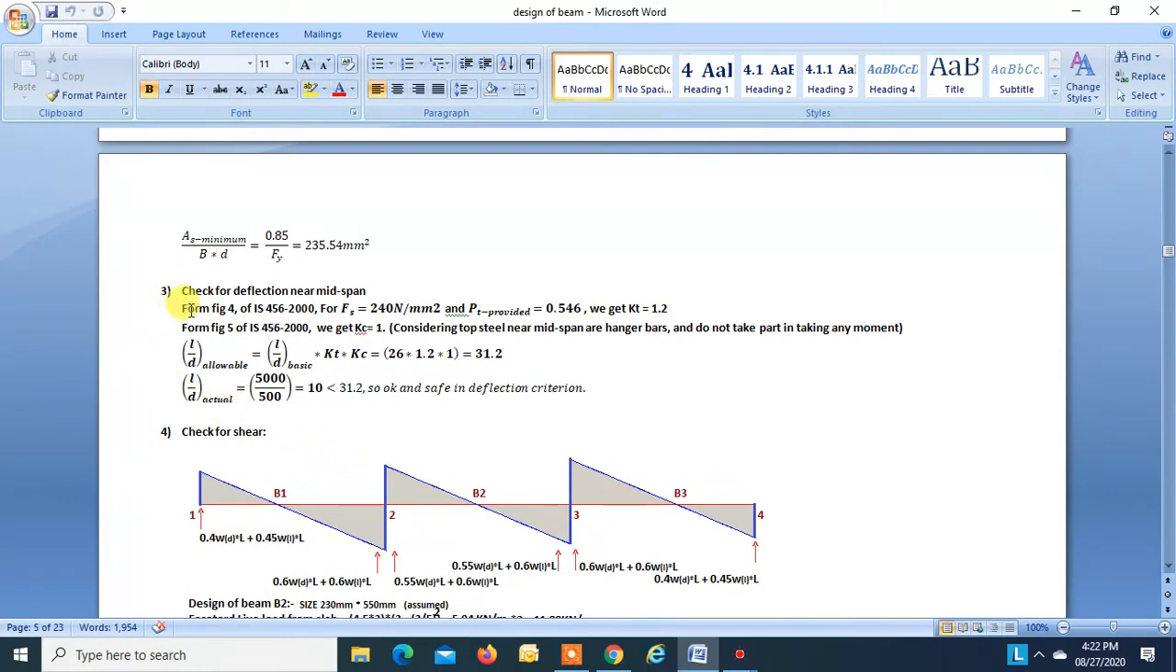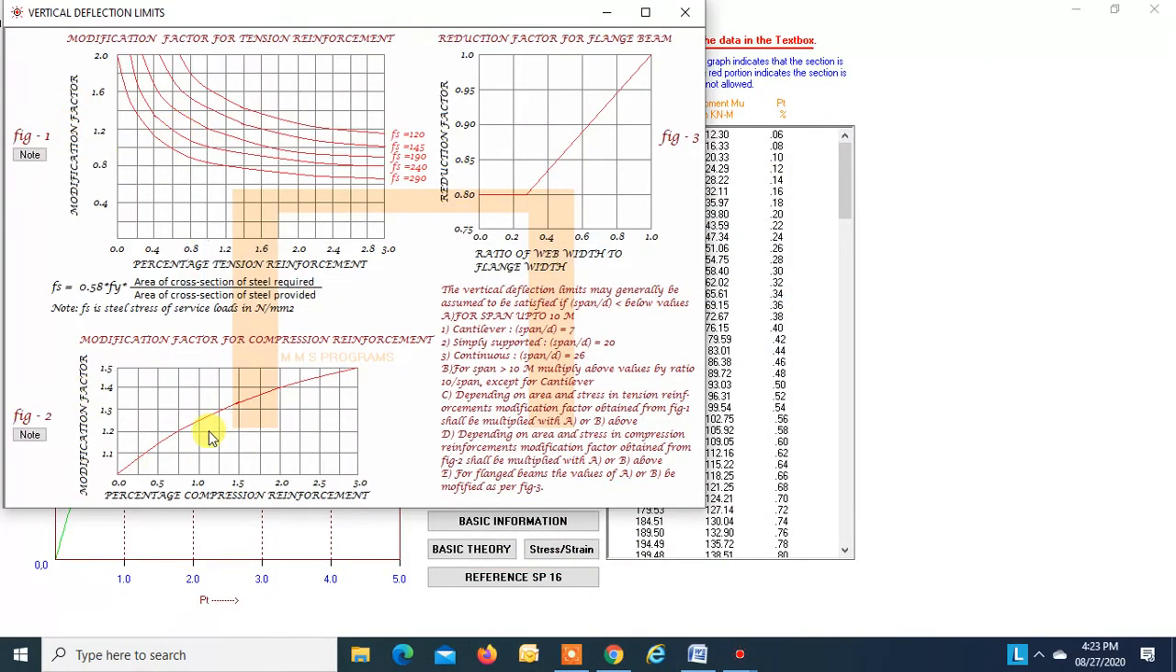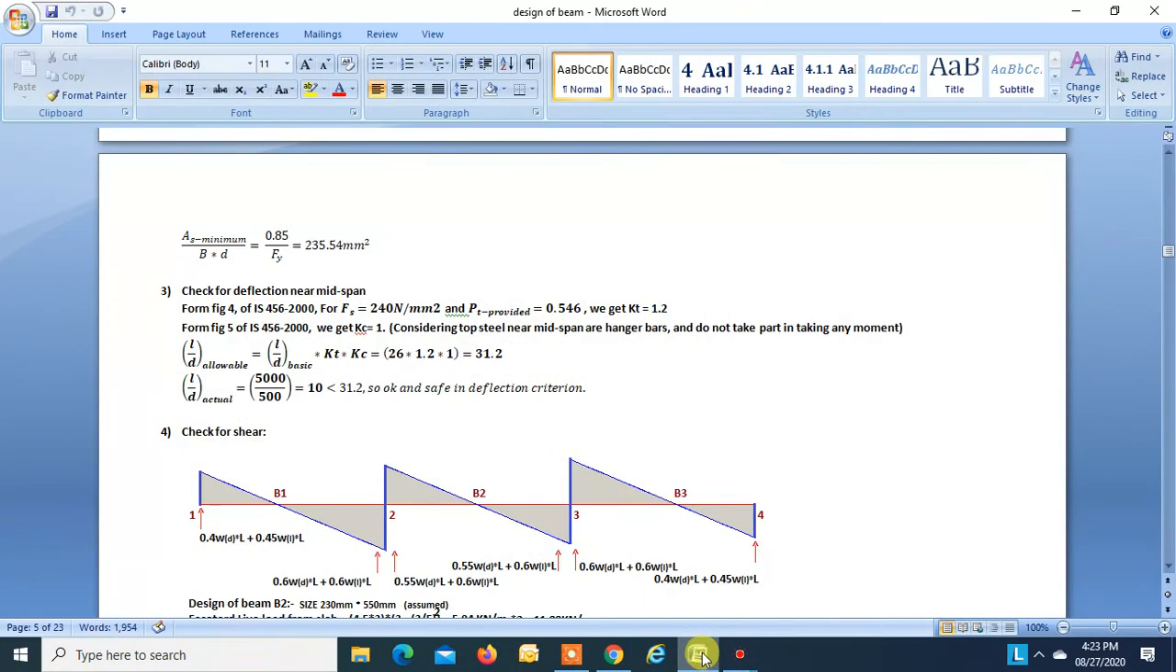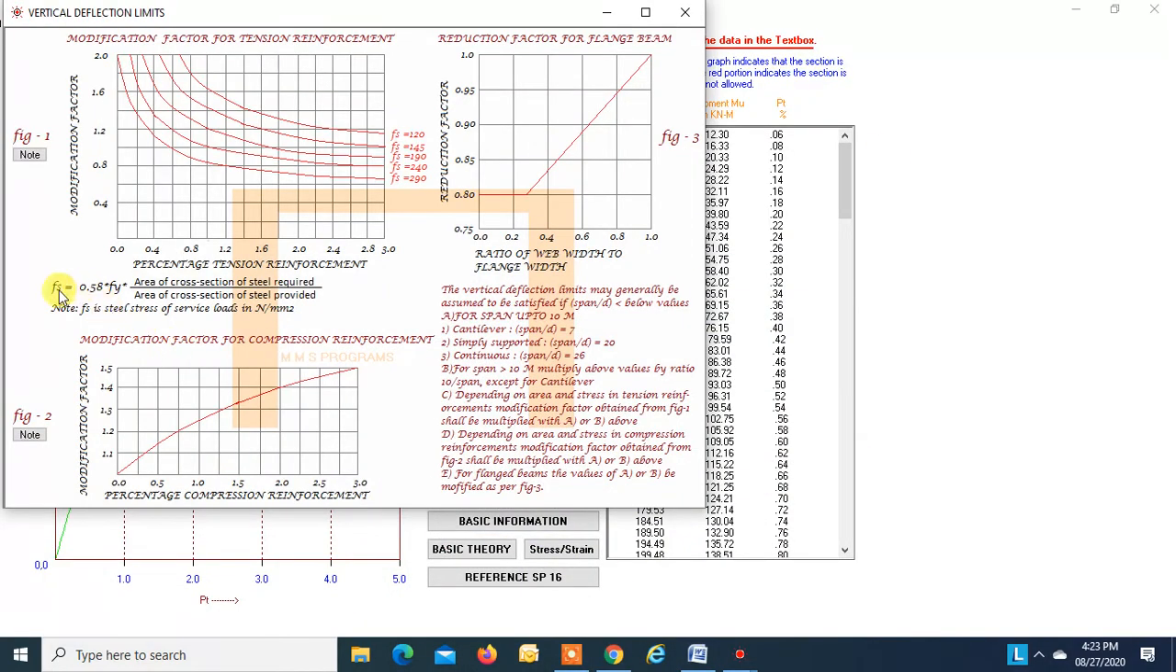From figure four, this is figure four, and this is figure five. From figure four, IS 456:2000, fs 240. This is the formula for finding fs: 0.58 fy into area of steel required over area of steel provided, which turns out to be very near to 240. So we are taking this graph.